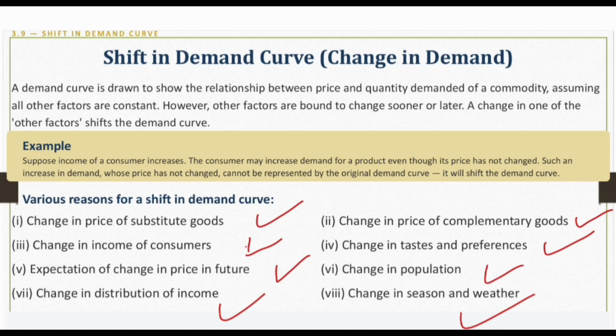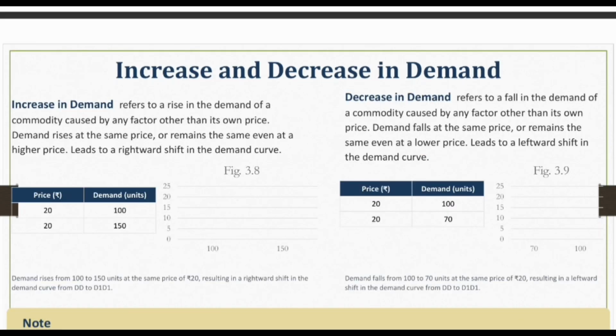So let us see this. Increase in demand refers to the rise in demand of a commodity caused by any factor other than its own price. Demand rises at the same price. So here the price remains the same, but there is some other factor which is increasing the demand for a commodity. So let's plot it.